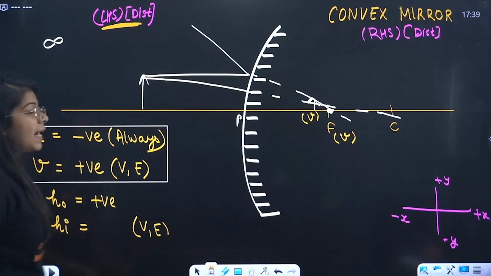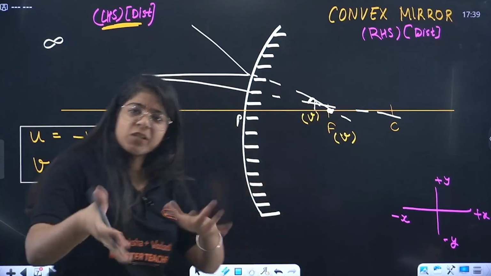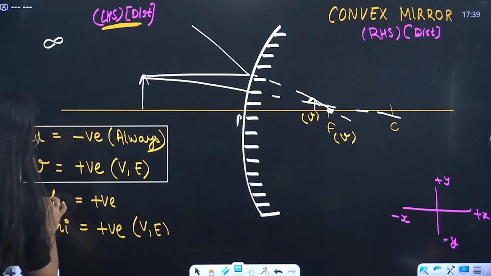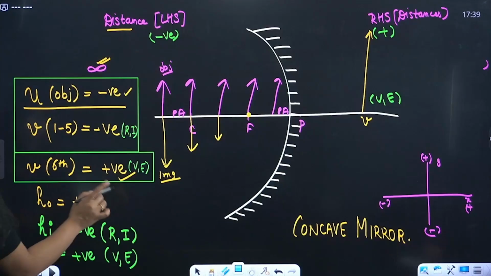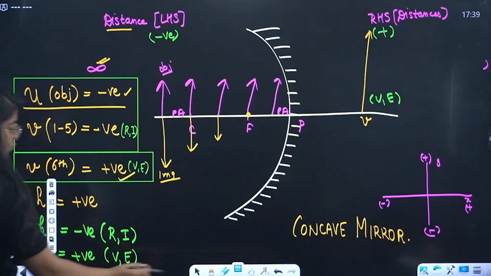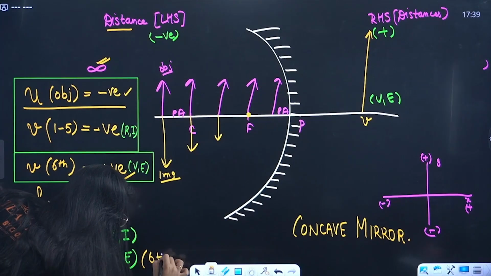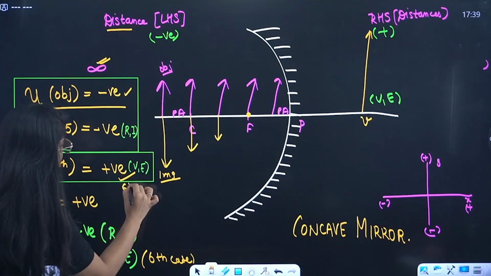For virtual and erect means straighten up, right? So straight is positive. Okay, so this is also beta positive, just like your 6th case of concave mirror. This is your, let me write it, 6th case. Right? This also is your 6th case.